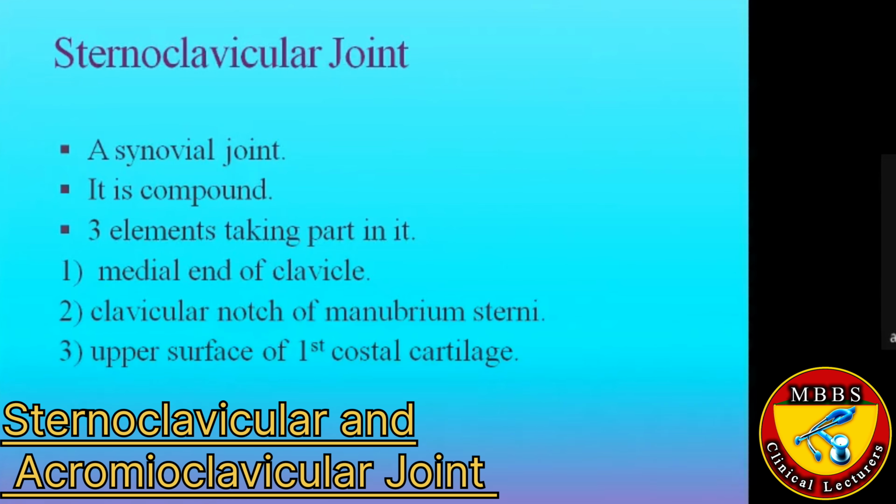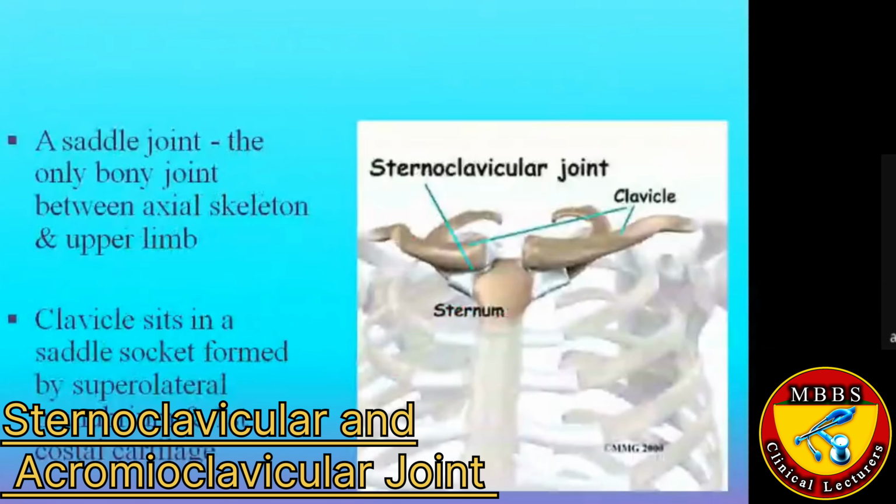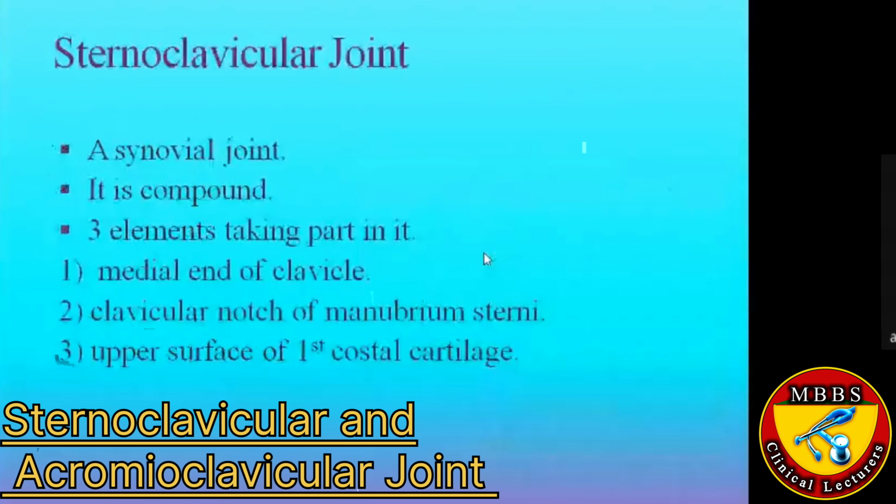Three elements mainly take part in the formation of the sternoclavicular joint. The first one is the medial end of the clavicle. Then there is the clavicular notch of the manubrium sterni and the upper surface of the first costal cartilage. You can see this is the sternoclavicular joint, where the medial end of the clavicle is the first element taking part in it.